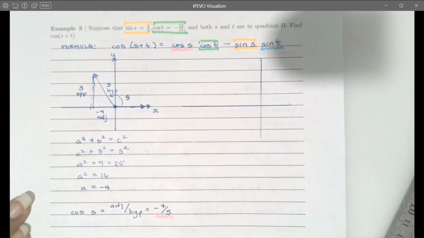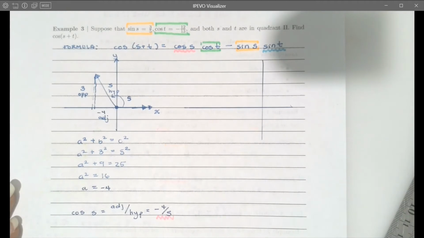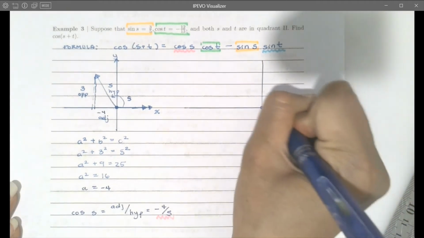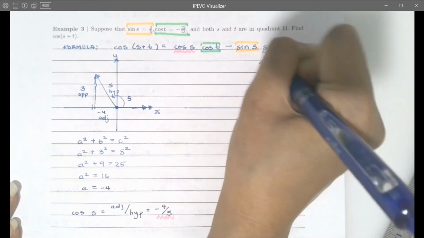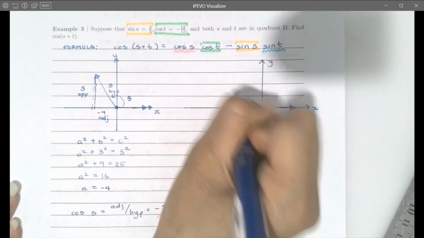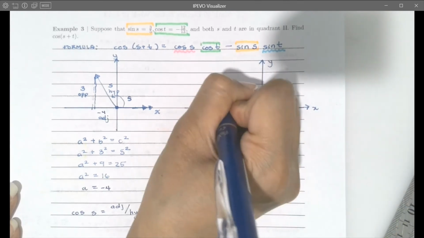What about for angle T now? Well, again, we'll draw the vertex at the origin, initial side on the positive x-axis, and terminal side in quadrant 2, because they tell us that's where it ends.